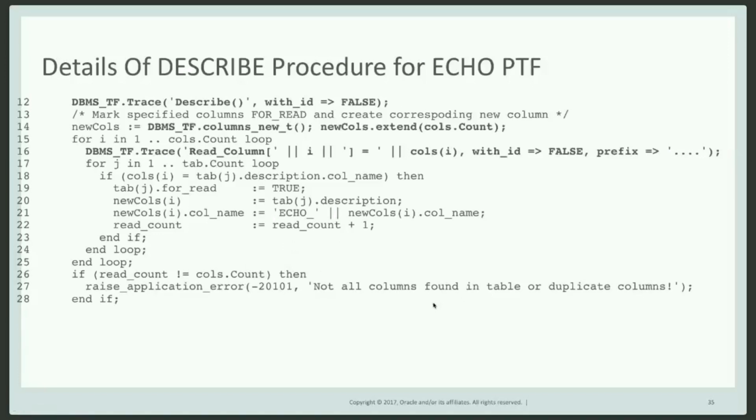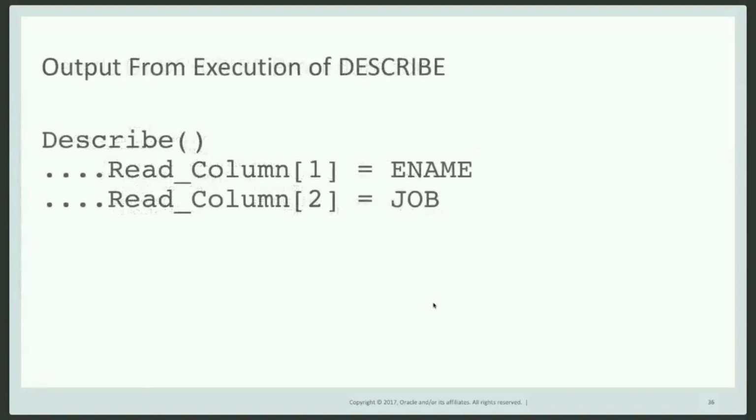Maybe somebody gives me a wrong column name. I just need to make sure that's catered for, or maybe I try and create echo underscore and that already exists. So I may have duplicate column names. So what comes out, when we execute the PTF, is the describe function. Okay, the read column is ename, and the second read column is job.